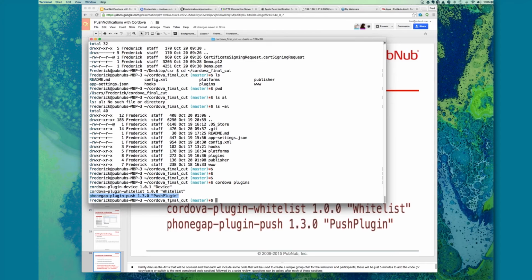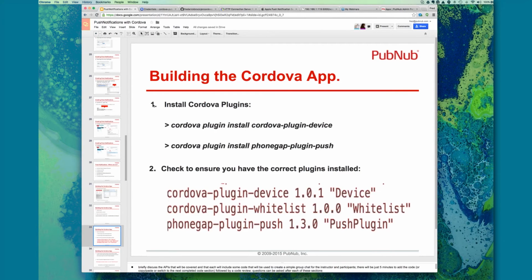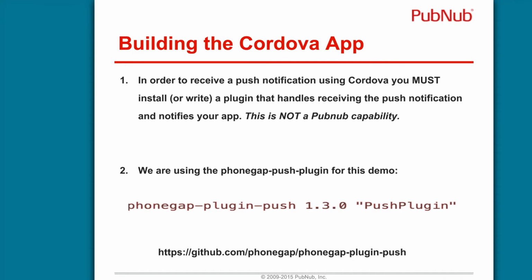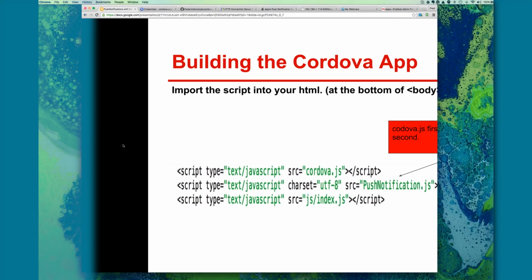Okay, these are the 3 plugins that I'm actually using. Once you have those plugins installed, and the commands for installing that plugin are here on the screen, just cordova plugin install, you're pretty much good to go. You've got an application, you have everything configured on the server side, and you have your push plugin installed. The next thing you're going to want to do is actually modify the index HTML file. So I'm going to jump out and do that.